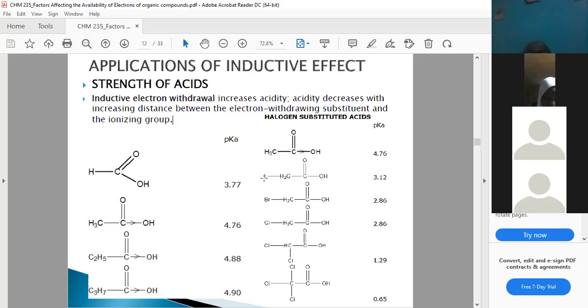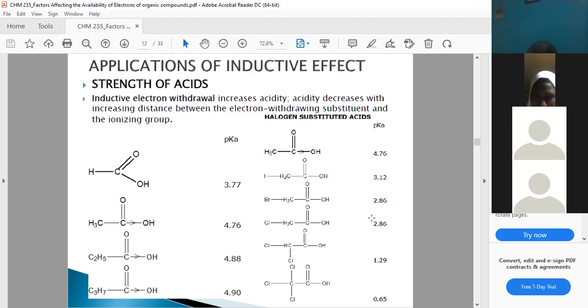I said the closer the electronegative atom is to the carboxylic acid group, the stronger the acid. And the farther away the electronegative atom, the weaker the acid. Do you get that point?